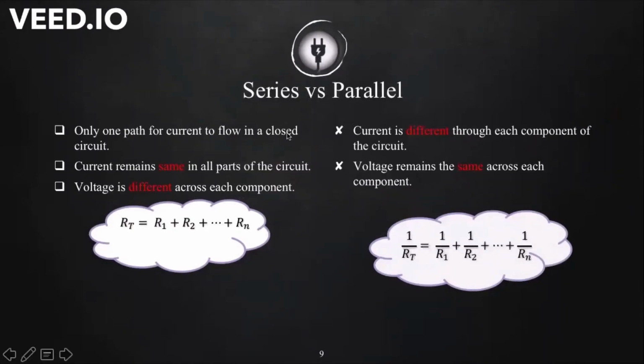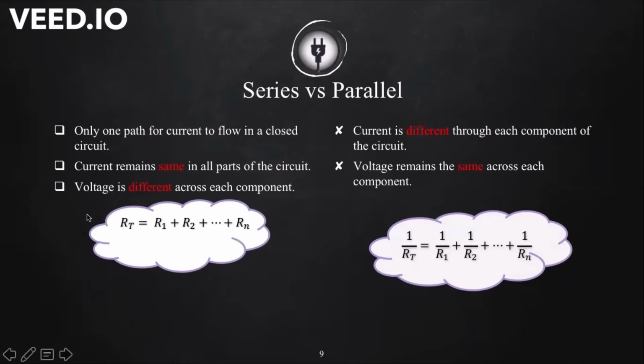Moreover, the current remains the same for all the components of the circuit when in series. However, when in parallel, the current differs. For voltage, it is vice versa. The voltage is different across each component in series, whereas the voltage remains the same across each component in parallel. Those are the two differences.